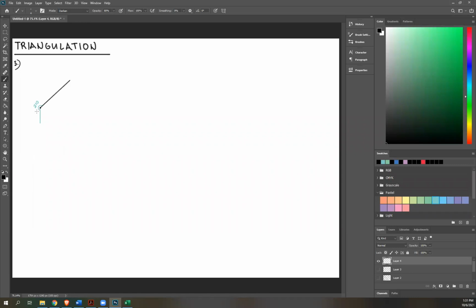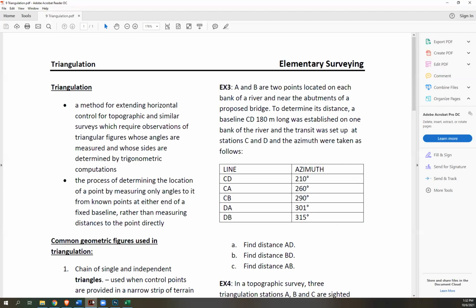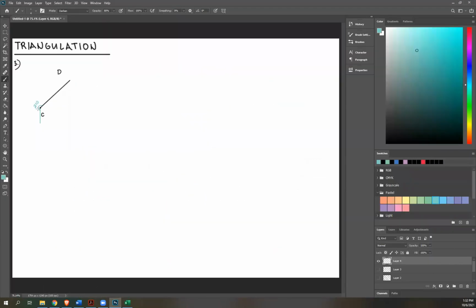Sorry, this is point C, and then this is point B. Next, CA 260. So let's draw that as well. Let's make it colorful. So 260 is like this.